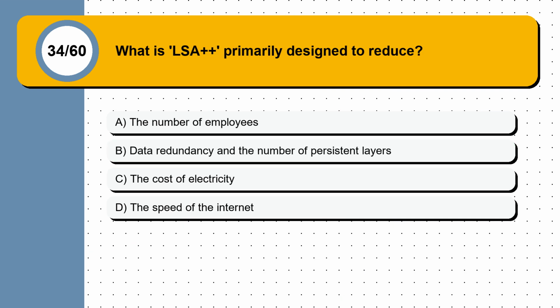Question 34. What is LSA++ primarily designed to reduce? Option A, the number of employees. Option B, data redundancy and the number of persistent layers. Option C, the cost of electricity. Option D, the speed of the internet.